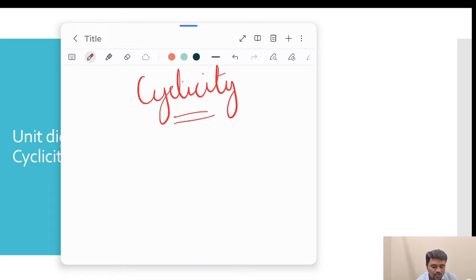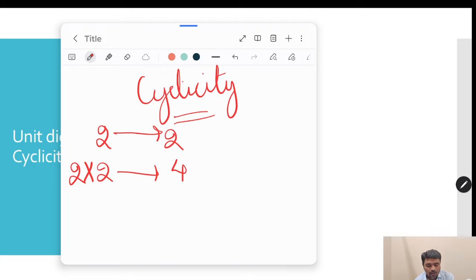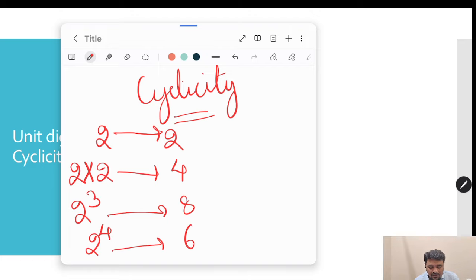With the 2, let me multiply 2. 2 once is 2 only. If I multiply 2 two times, that is 2 into 2, 4. 2 three times, that is 2 power of 3, 8. See, I am writing only the unit place. 2 power of 4, which is 6. Of course, the answer is 16, but I am not worried about that one. My question is about only the unit place. So 2 power of 4, unit place is 6.